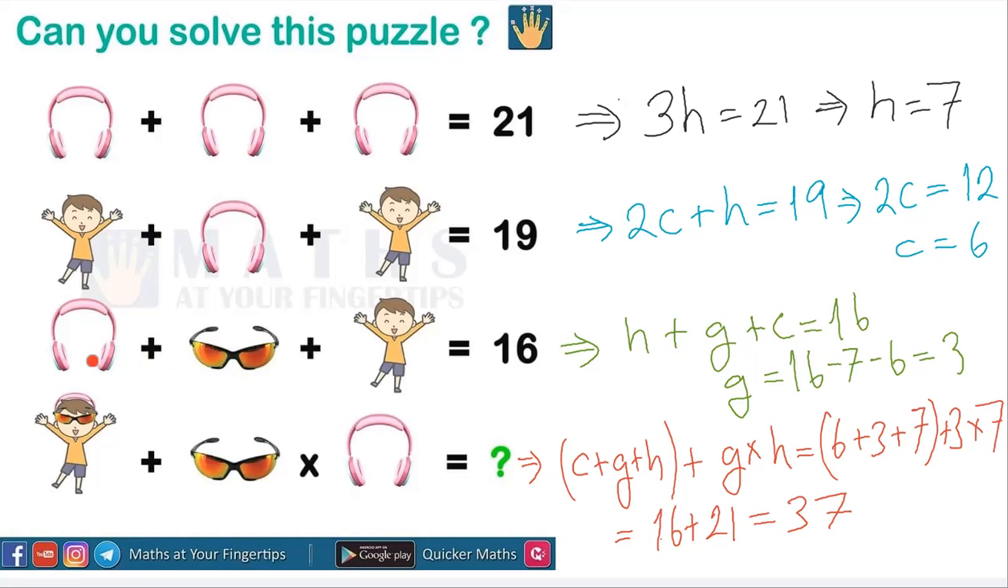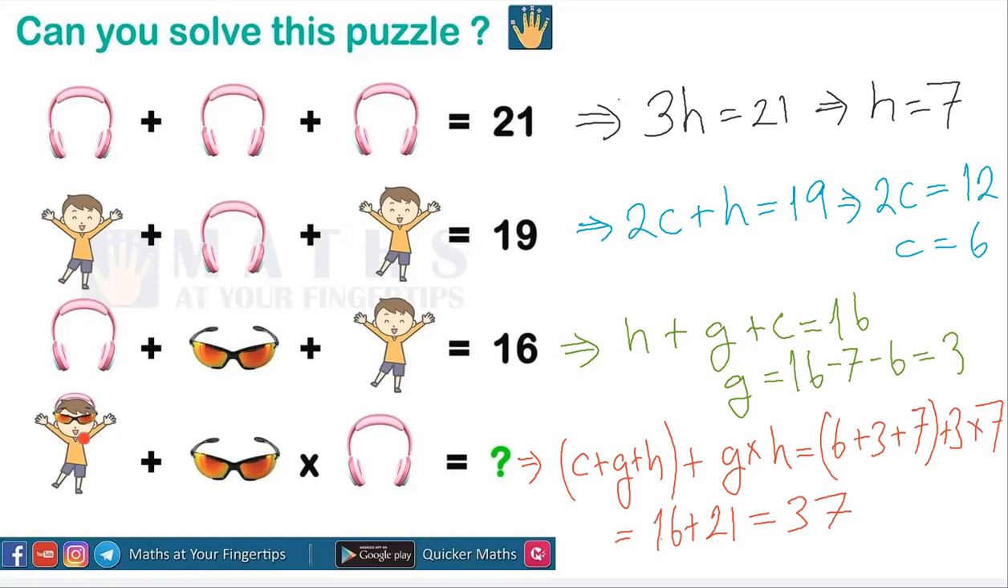In the third equation, 1 headphone, 1 glasses, and 1 child equals 16. So we write the new equation, 1h plus 1g plus 1c equals 16. Since we already know h and c, we can substitute 7 and 6, together 13. So g plus 13 is 16. From here, g equals 16 minus 13 equals 3. Or you can subtract one by one.